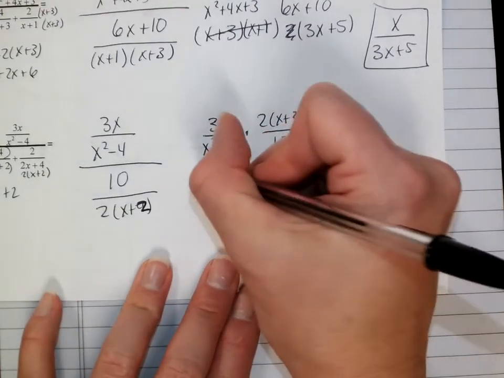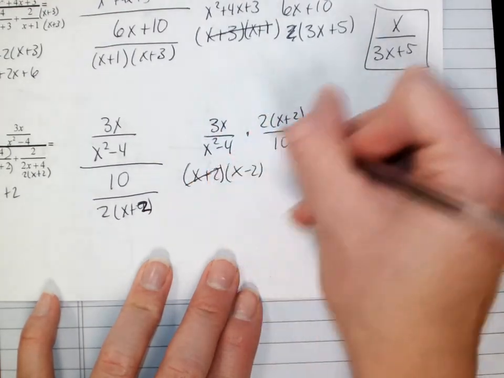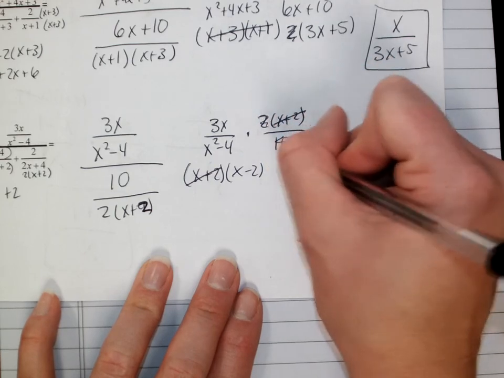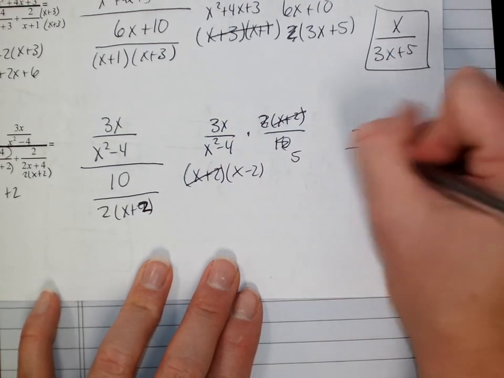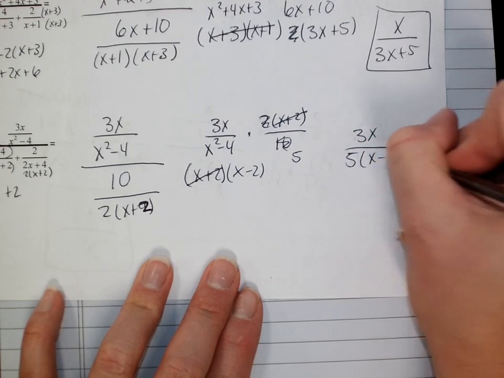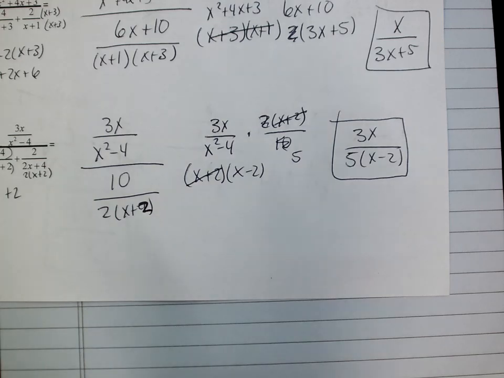Do a little bit of factoring. That's x plus 2 and x minus 2. X plus 2 is canceled. This 2 goes into this 10 5 times. When I simplify, that leaves me 3x on top and 5 times x minus 2 on the bottom. You really could distribute that 5 through there, but I say completely unnecessary.